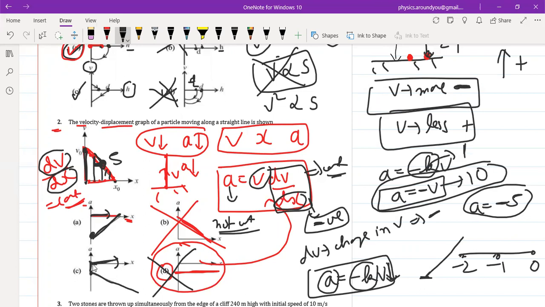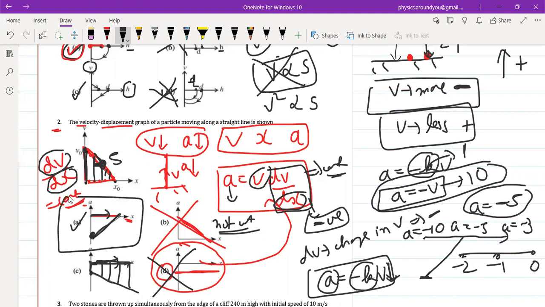But the C graph is showing that as the position of the particle is increasing, acceleration is becoming more and more negative. But I know that it's not becoming more and more negative, it's becoming more and more positive. Proof is over here: a equal to minus kv. So a equal to minus 10 initially, a equal to minus 5 later, a equal to minus 3 later. You see, the numbers are actually increasing. Magnitudes may decrease, but on a number line, minus 5 is greater than minus 10, minus 3 is greater than minus 5. So obviously A should be the right choice for this.